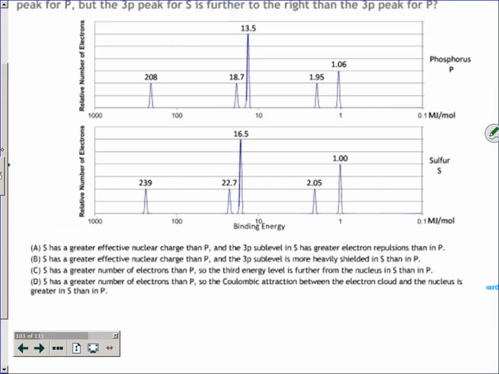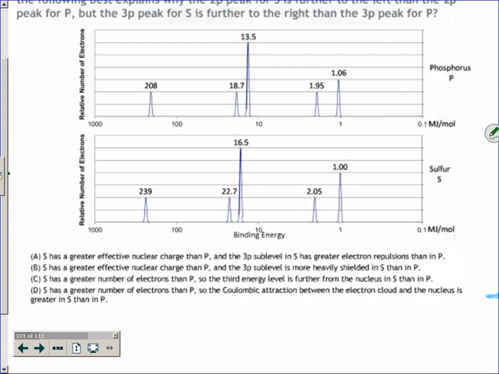S and P, right? First of all, we have to consider 2 things: distance from the nucleus and attraction to nucleus. Sulfur has how many protons? How many? 16. And phosphorus has 15. And if we're looking at the 2p, which of these is 2p? So this is what? Let's just label it.